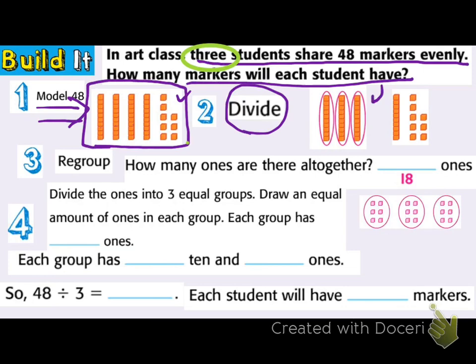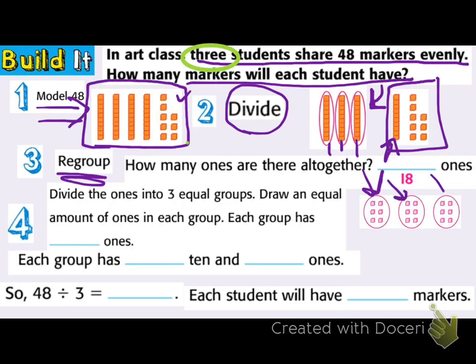Well, I can see that I can put 10 in each group. 10 is one group, 20, and 30. Now I need to take what's left and put it into those 3 equal groups. This is when we regroup. This is when we're going to change this 10 so that we have some ones. So you can see here we have 6, 12, 18, because we have 18 ones that we still need to sort out into those 3 groups.